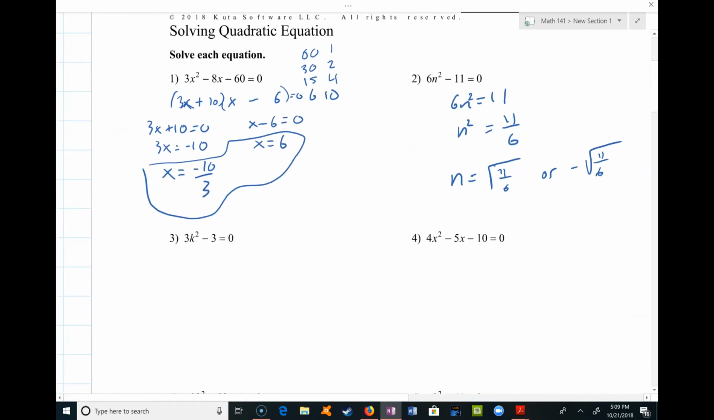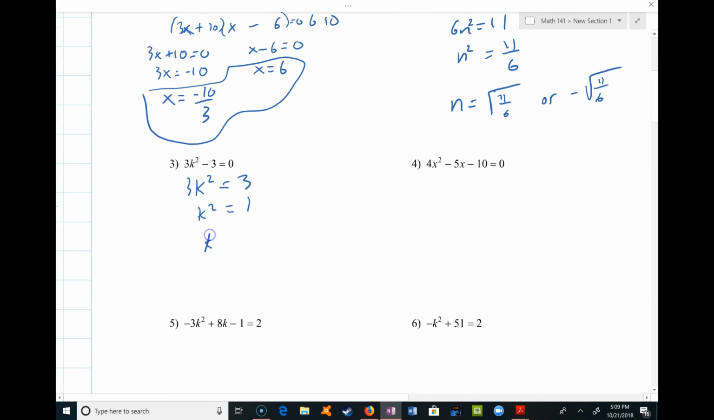Okay, same thing here. Add a 3 to both sides, I get 3k squared is equal to 3. Divide by 3, I get k squared is equal to 1. Square root both sides, and I get k is equal to 1 or negative 1. Okay, that's the square root of 1.